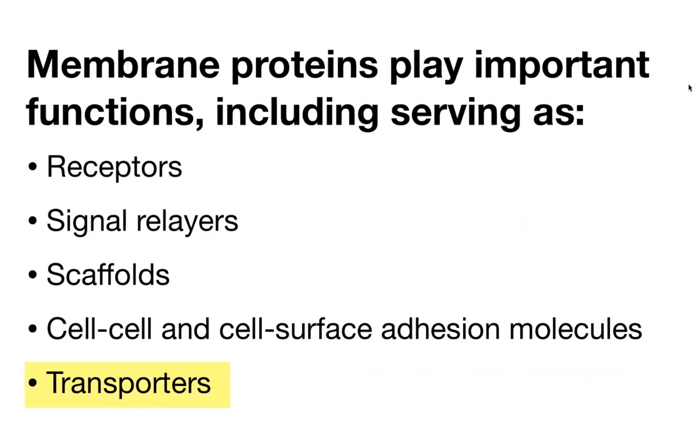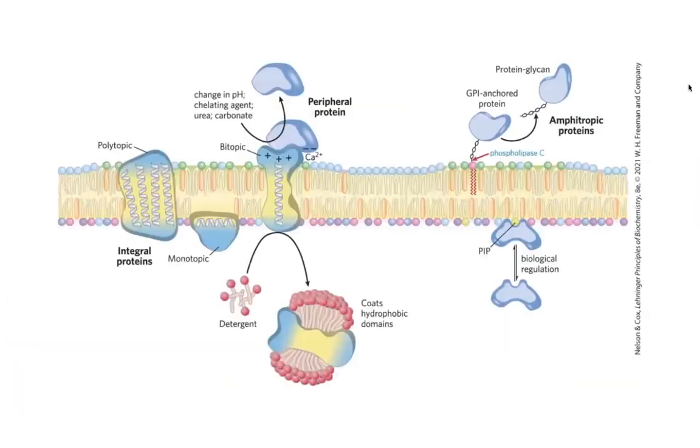They can also form cell-cell and cell surface adhesion molecules. We're not going to get into those functions today. We'll get a little more into signal relay later in the course, but today we're going to talk about transporters. So these are membrane proteins that are actually going to help things get through that membrane. Again, there's all sorts of different types of proteins, and we're not going to get into all of them.